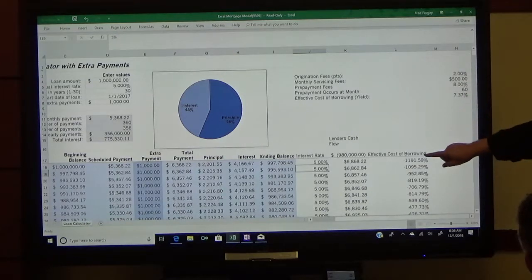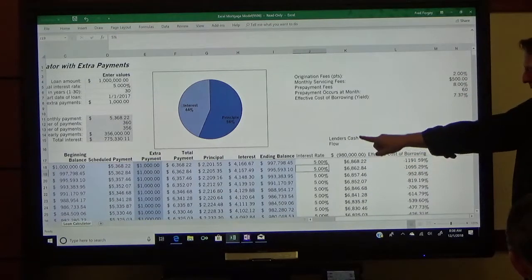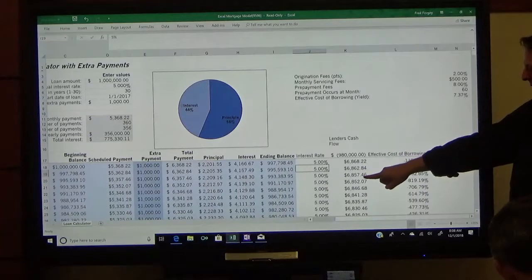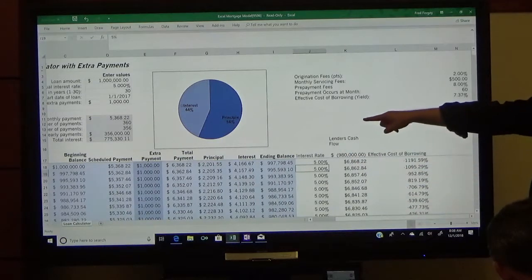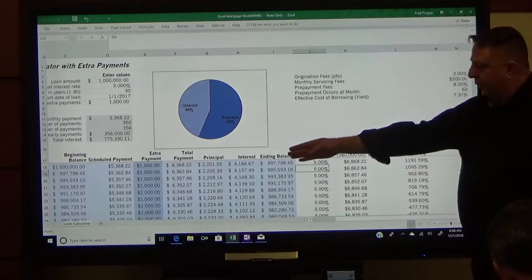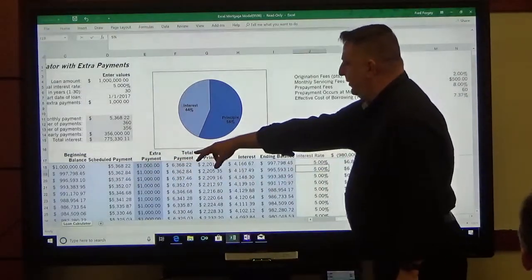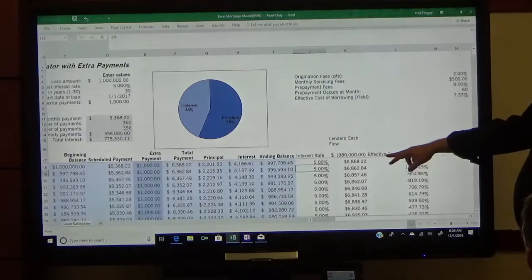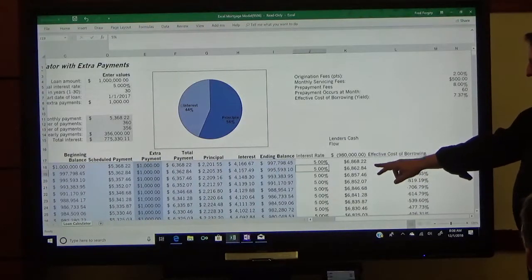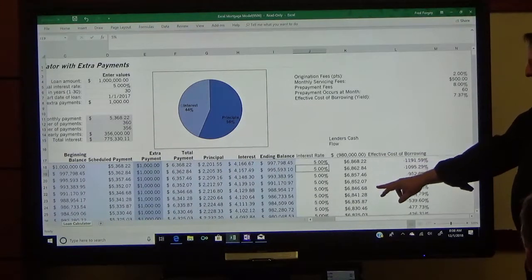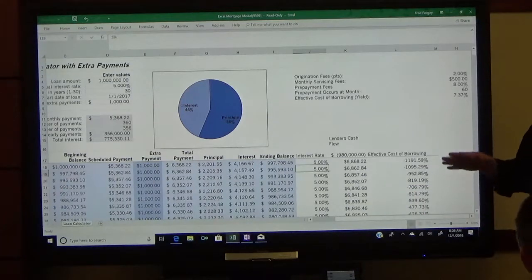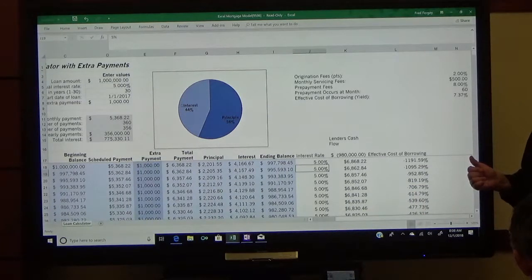Now, subsequent to that, each month the lender is going to receive your monthly loan payment, which includes the normal loan payment or the scheduled payment, plus the extra payment, okay? And that obviously is going to affect the total dollar amount that they're going to receive month after month after month. Everybody clear on that?